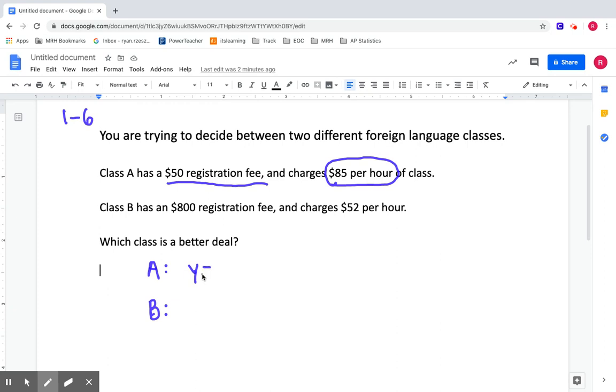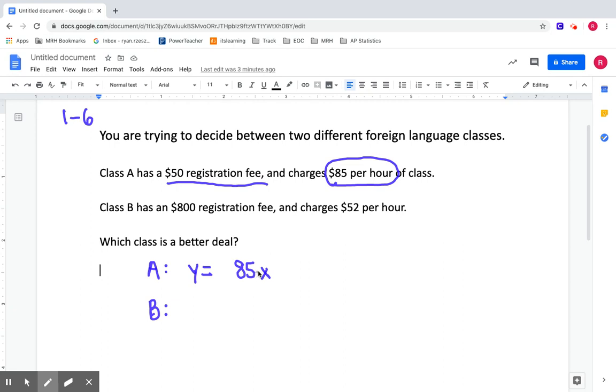And when you do this, there's a little trick you can use. If a number occurs one time, this $50 fee is just a one time fee. It does not repeat, so it doesn't get a variable. This 50 is going to end up being my y-intercept. It's my starting amount, and it's going to go over here. This $85, though, repeats every hour I attend class. So the number that repeats is like your slope. It gets x on it, the variable, because it repeats.